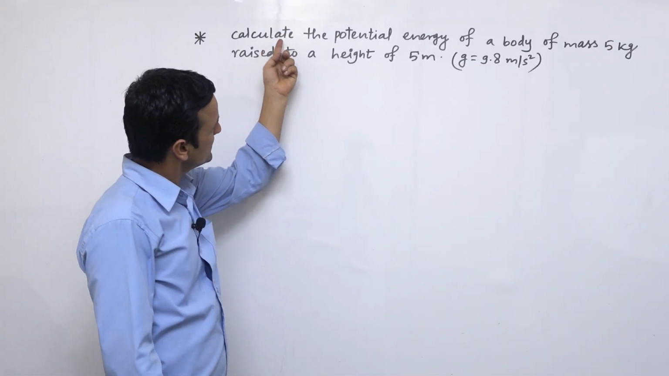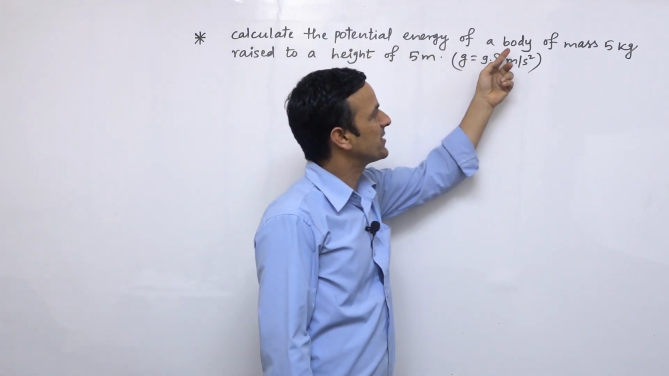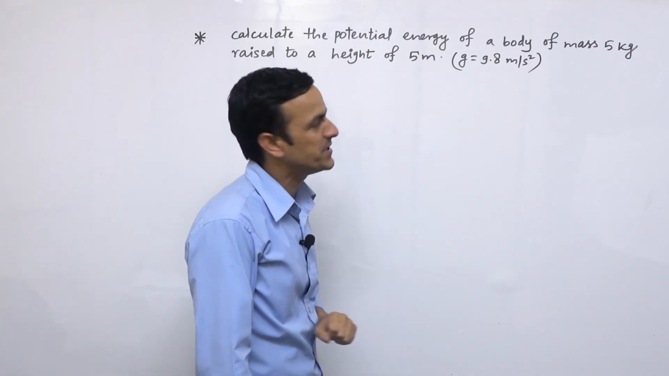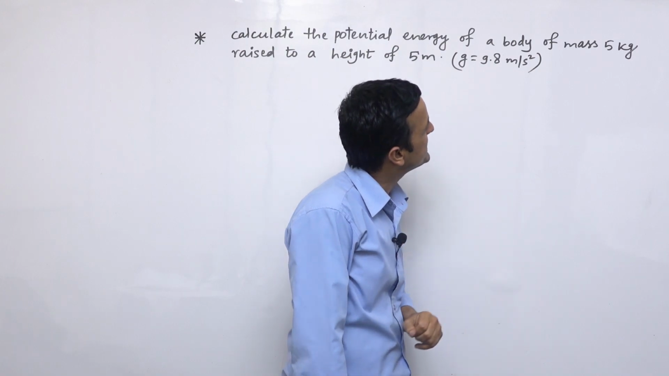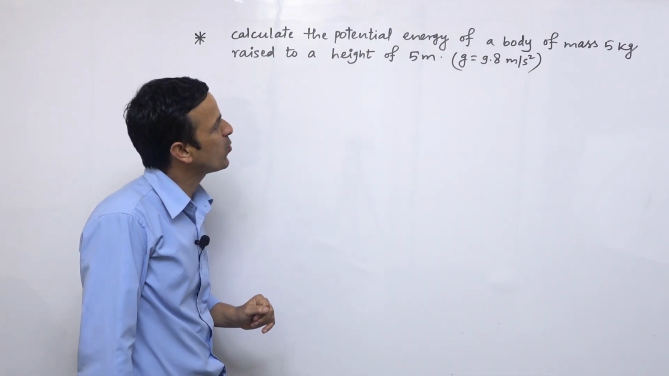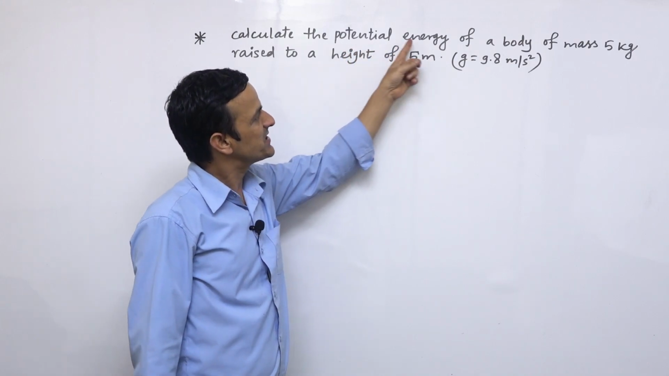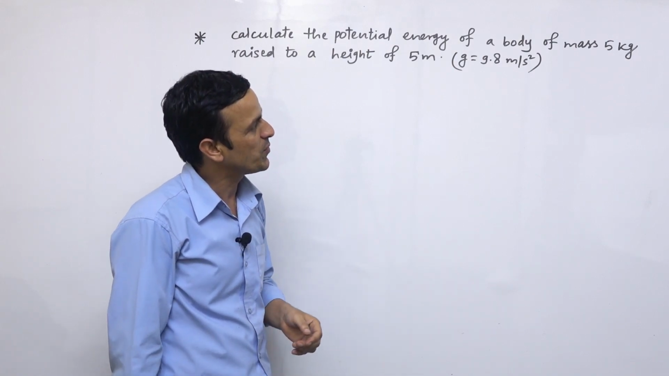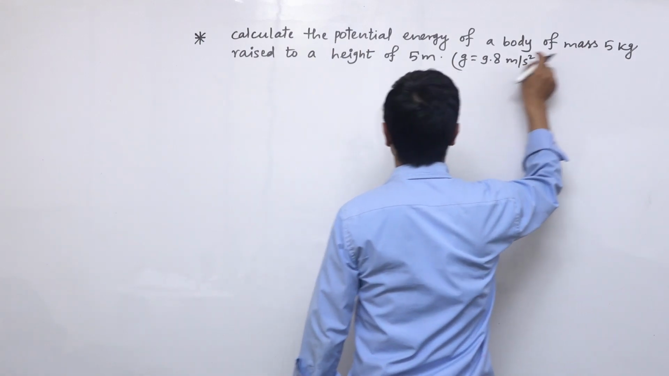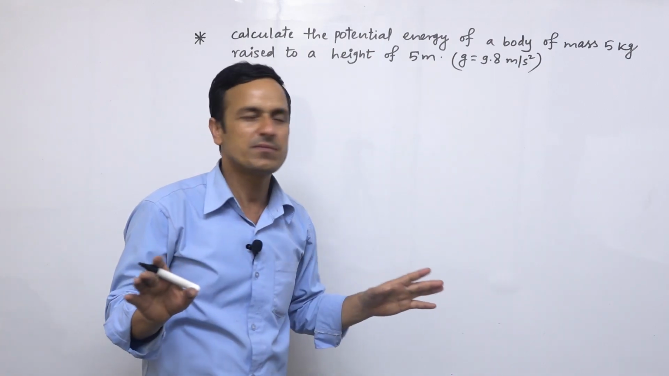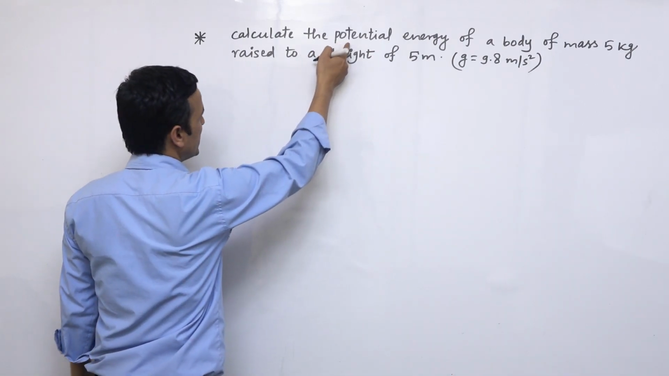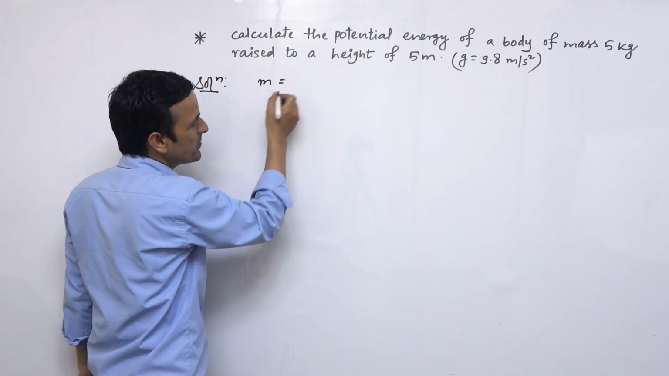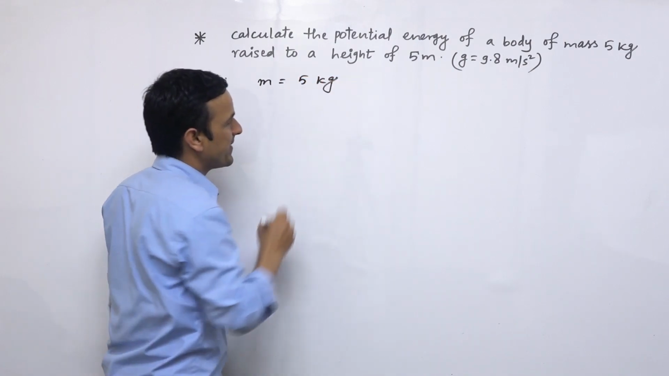Now let's see this question. Calculate the potential energy of the body of mass 5 kg raised to the height of 5 meter. Acceleration due to gravity is 9.8 meter per second square. So in this question, potential energy is asked. For the potential energy formula we should have mass, gravity and height. So all the information is here to find the potential energy. So let's write the mass, which is denoted by m, and it is given 5 kg.